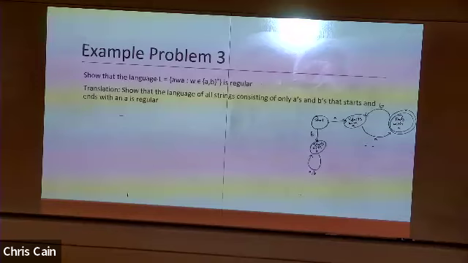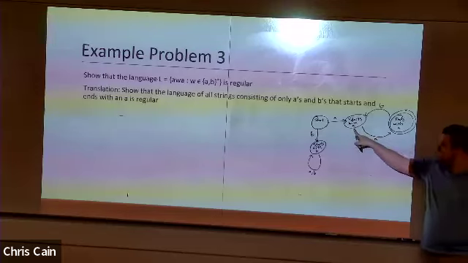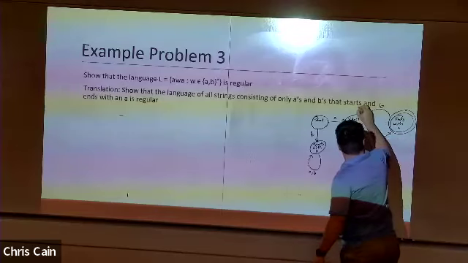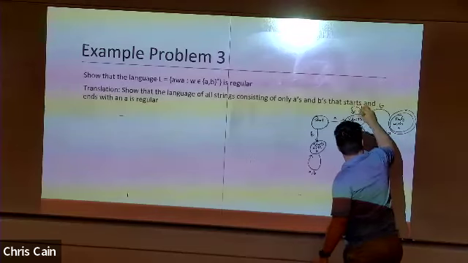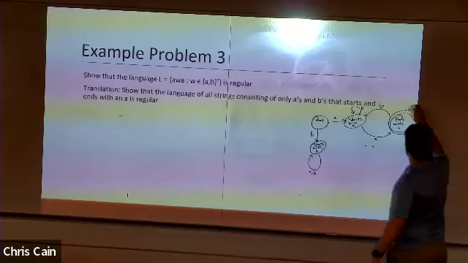If it starts with an A and we get a B, we need somewhere to put that. What should we do with this on a B? Just stay there. Stay there? And then we also need ends with an A and has an A. What should we do? Stays there. Stay there?